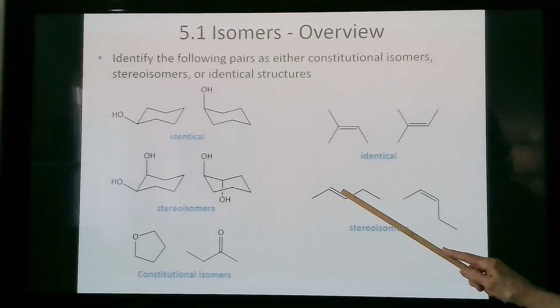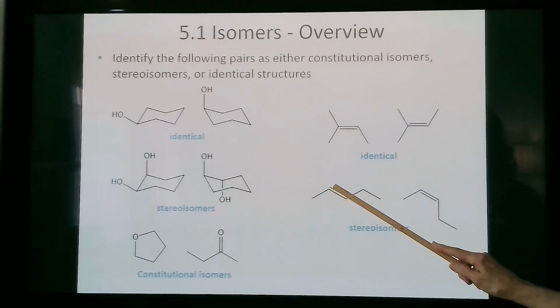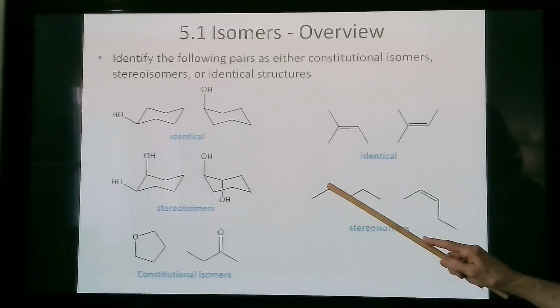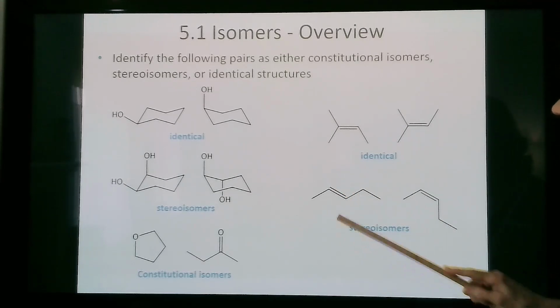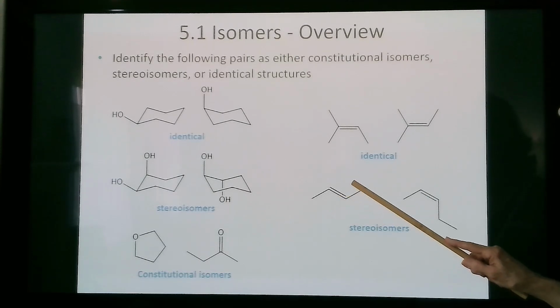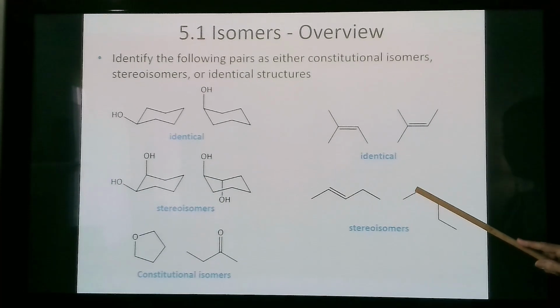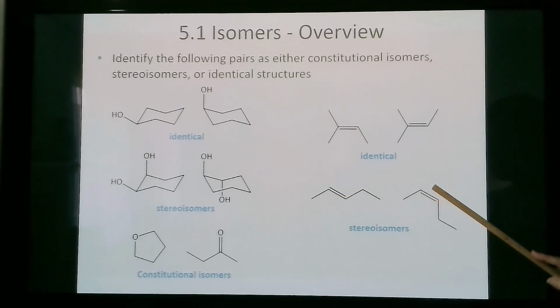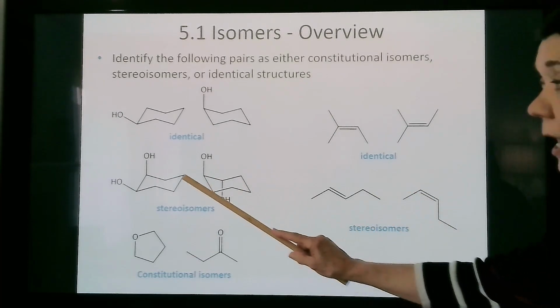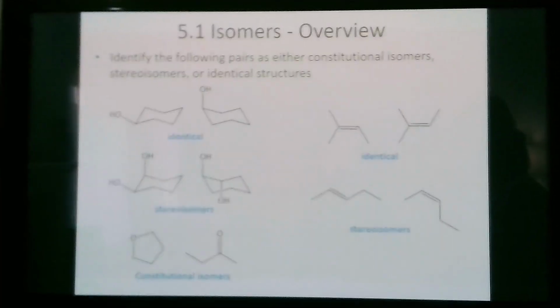Here, you see that this again is an alkene. This is 2-pentene. And you can see that the two alkyl groups on the ends of the carbon-carbon double bond are on opposite sides of the carbon-carbon double bond. Here they are on the same side of the carbon-carbon double bond. And so these are trans and cis. And so these will be stereoisomers. Just like those, cis and trans are stereoisomers.